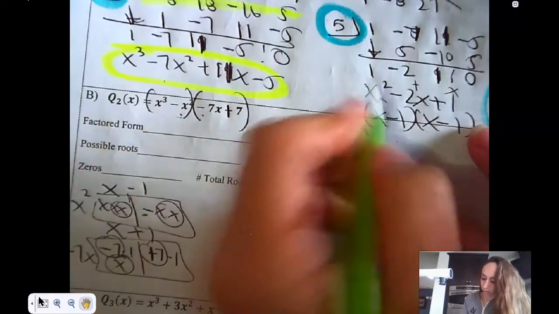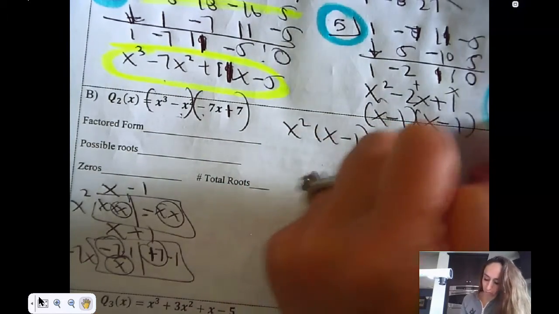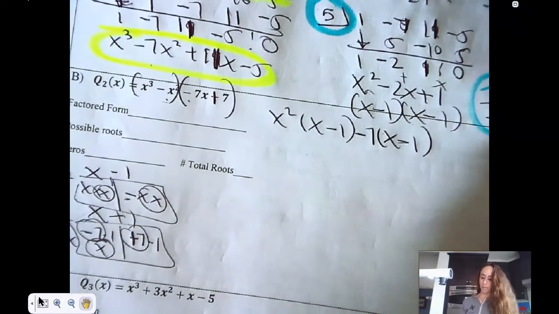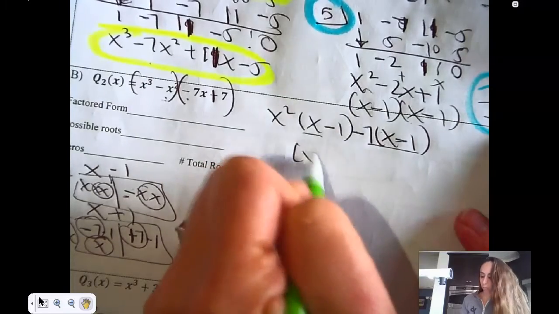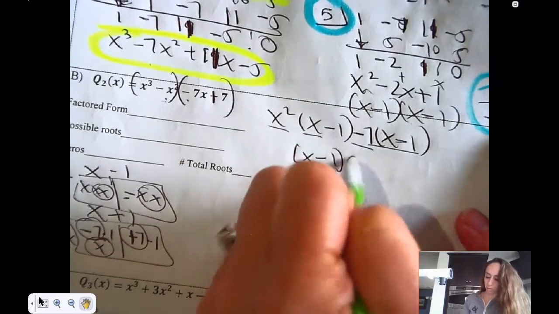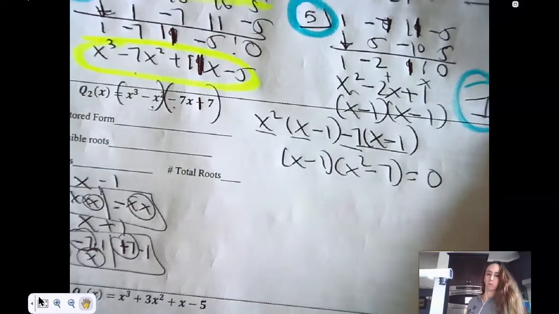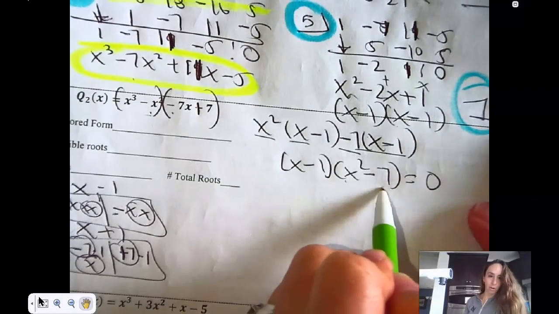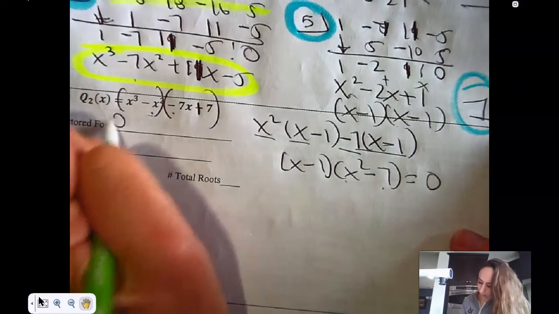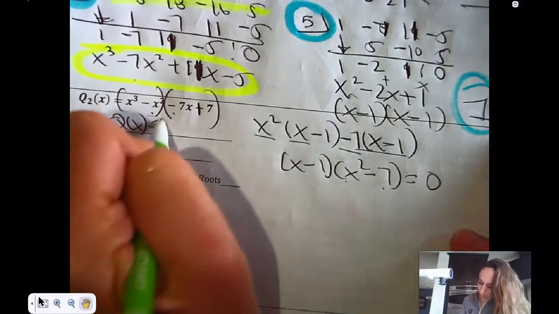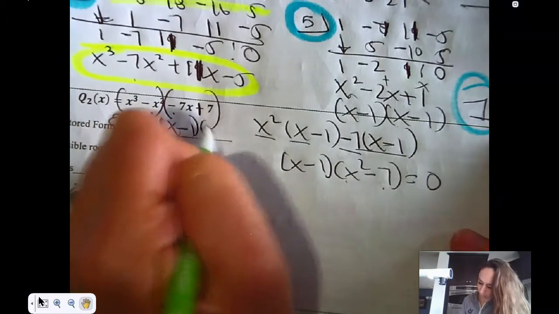So if I take that out, and then this would be a negative 7x minus 1. And then the match is x minus 1. And then what's left goes here. Set it equal to 0. Can I factor that anymore? I can't. So since I cannot factor it anymore, it is done, and it is in factored form.